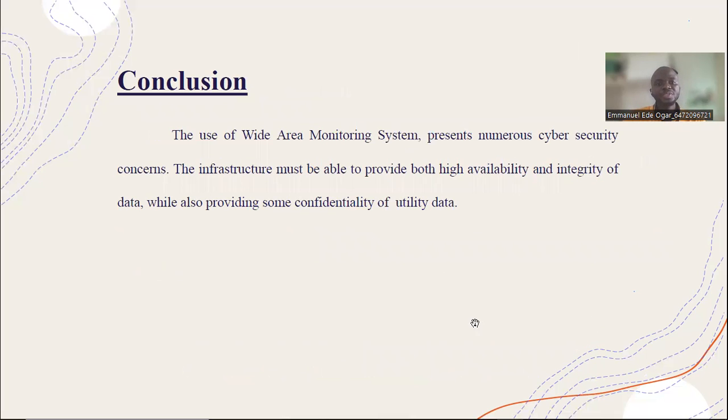So the use of wide area monitoring systems entails the use of complicated and sophisticated information communication technology architecture that involves the use of the internet, because it has to cover a very large expanse of land. This brings numerous cybersecurity concerns. So it is important that every infrastructure must be able to provide both high availability and integrity of data, while also providing some form of confidentiality of utility data. Thank you very much.